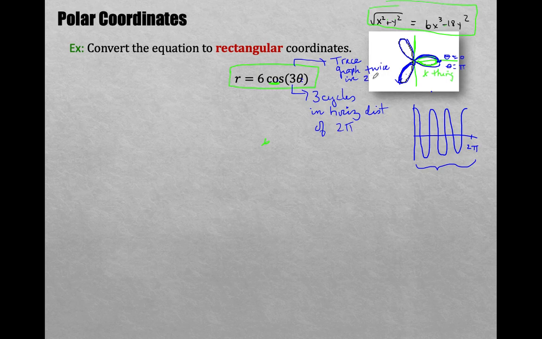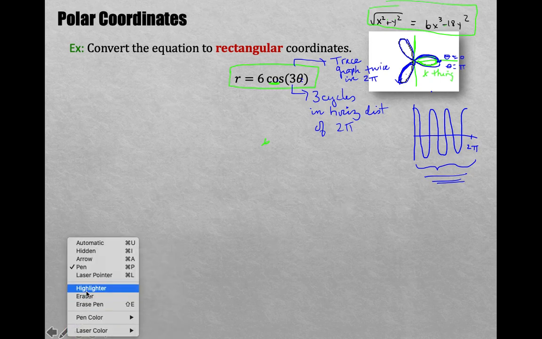In a distance of 2 pi. Well, that's weird. What does that 3 mean then? I see what the 3 means when I stretch things out here, but what about when I'm graphing on my polar grid? What does that 3 correlate to?